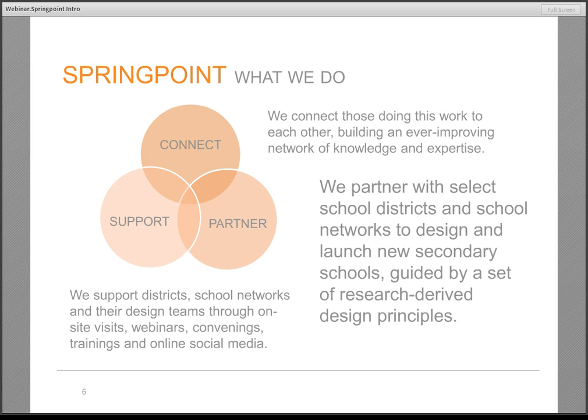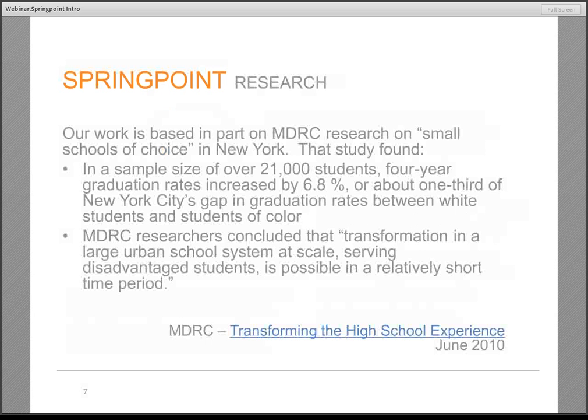We will connect you to each other and knowledge share, and hopefully create an ever-improving network of knowledge and growing expertise on how to do this. And then specifically, we will support district school networks and their design teams by visiting you, on-site visits, by holding webinars. We'll go into depth on various issues that you'll all have to deal with on various design principles, at convenings, at trainings, through social media and online.